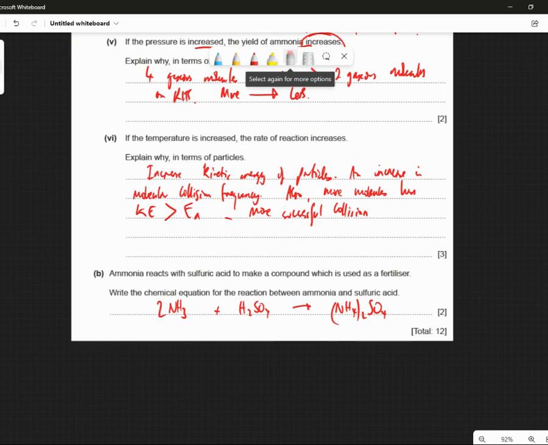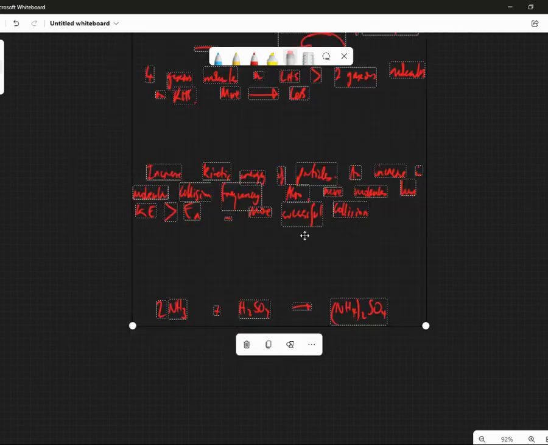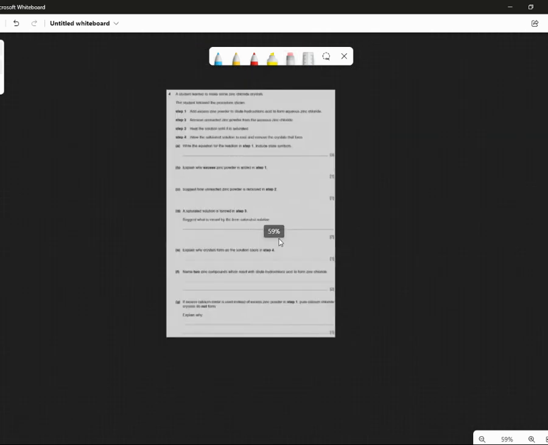All right, we've done 32. We're nearly halfway through the paper already. All right, let's have a look at the next one. Next one looks like a salt preparation one. Okay, let's get rid of that. Let's get rid of that. And let's put this there.